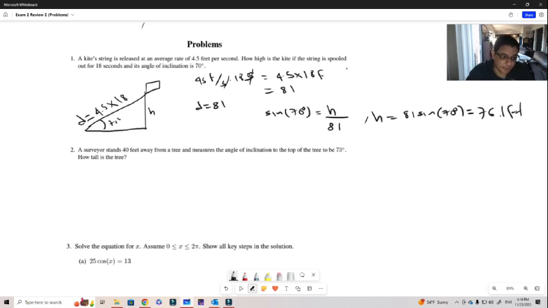Now, number 2 is a very similar situation. We have a surveyor that stands 40 feet away from a tree, and measures an angle of inclination to the top of 73 degrees. So we have a situation like this again, and we have this 73 degrees.